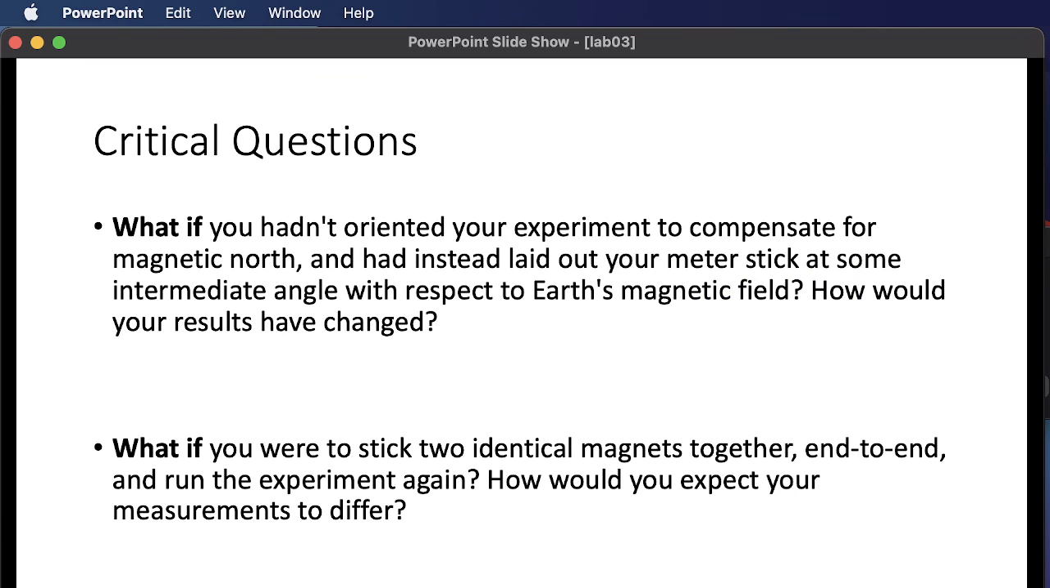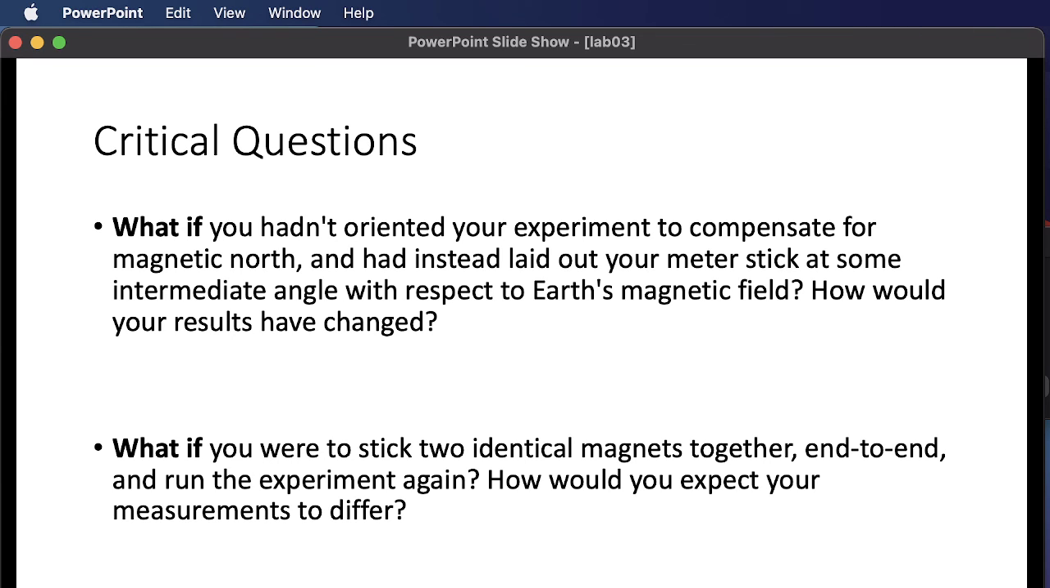A couple critical questions. What if we hadn't oriented our experiment to compensate for magnetic north? What we would see is very inaccurate data, because now we would have excess magnetic influence due to the magnetic north and we wouldn't have isolated the magnetic field of the magnet.